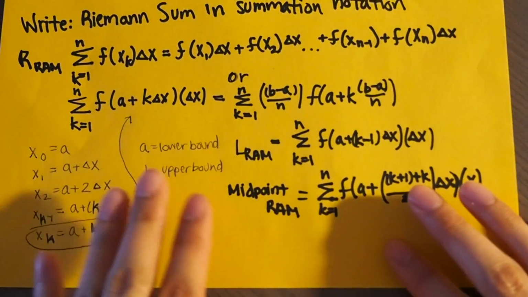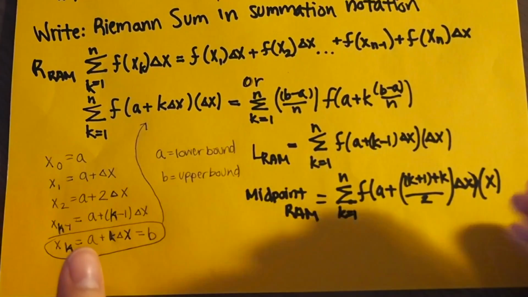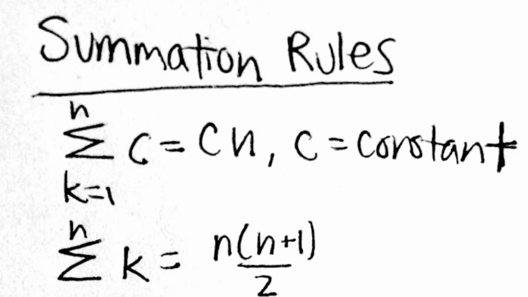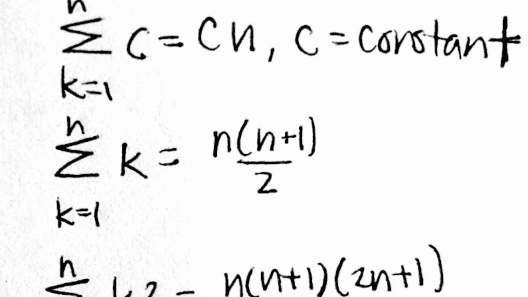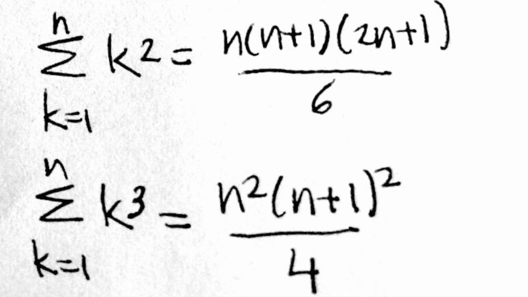So I'll show a little example to make more sense of what this equation really means. These are also some helpful summation rules that you need to know in order to solve for the limit of the Riemann sum.